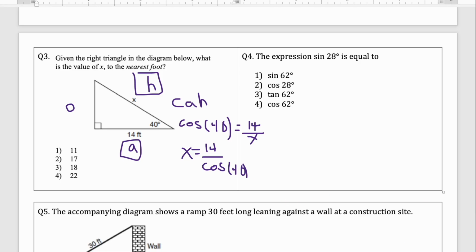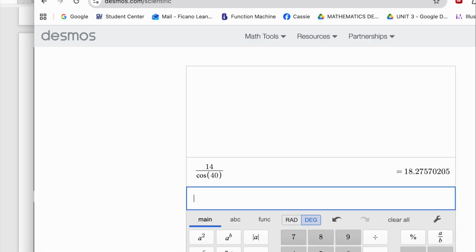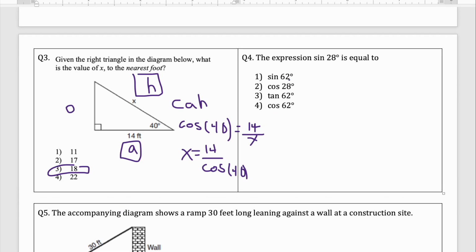So let's see. Oh, I have it here already. 14 over cosine 40, and that's 18.2757, right? And so I'm going to round it to the nearest foot. 18.2 rounds to 18. So let's take a look at number 4.